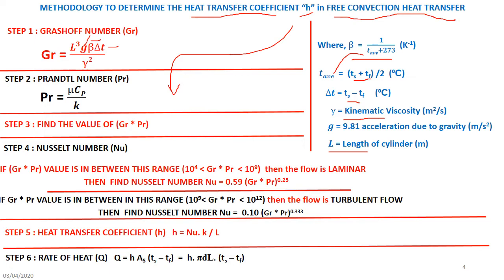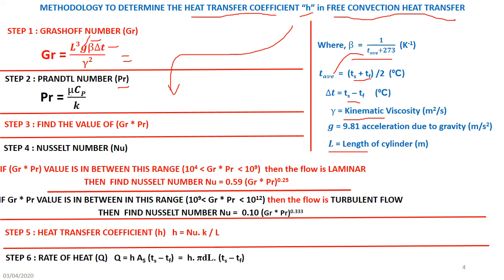Then you have to substitute in this formula for Gr and get the value of Gr. This is the first step. Again repeating for you, L is the length of the cylinder, g is 9.81, beta is this formula. The Ts and Tf will be available in the question; substitute here, get the value of delta T, then divide by the kinematic viscosity squared. This is the way to find Gr. After finding Gr, the next step is to find Pr, the Prandtl number. We already discussed it in the previous slide on forced convection, same formula. Mu is dynamic viscosity, Cp is the specific heat, and k is the thermal conductivity.